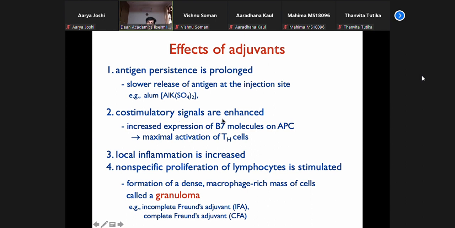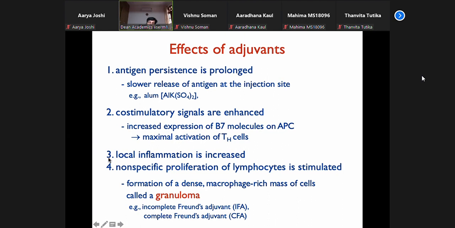Co-stimulatory signals are enhanced if you include adjuvant in the immunization protocol. It increases the expression of these molecules that we call B7-1, B7-2, CD80, CD86, on APCs, and their counter structure, CD28, is usually present on T helper cells. Because of these interactions, you induce good T cell responses. This is actually signal number 2, and that signal number 2 is efficiently induced if you include adjuvant in the cocktail.